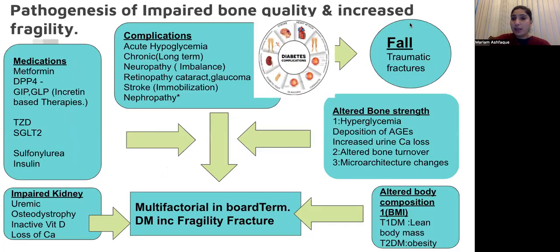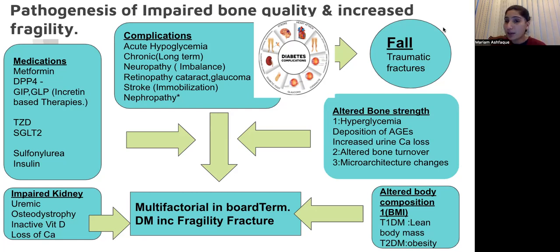Okay, here we go to pathogenesis. The pathogenesis is how diabetes impairs bone quality and increases fragility. First of all, it is multifactorial, a very broad term. There is altered body composition and BMI; in type 1 diabetes, which affects the young population, there is lean body mass, which can contribute. And then altered bone strength. So there are many ways. They alter bone turnover, modeling and remodeling phenomena.